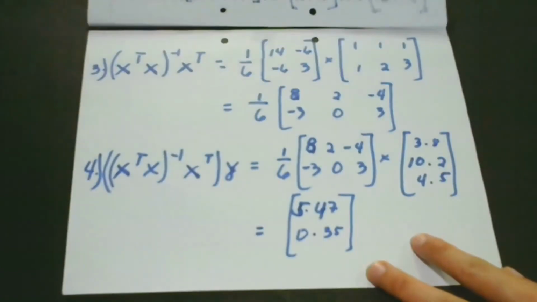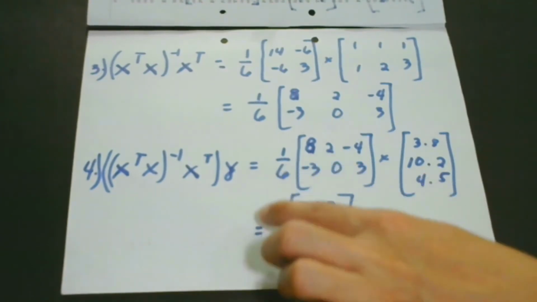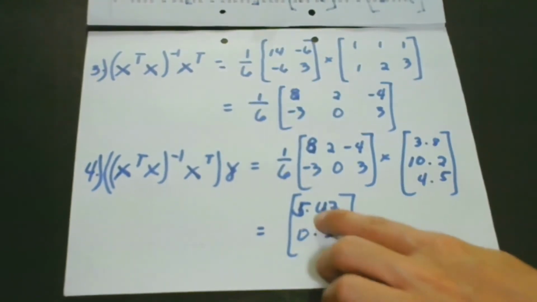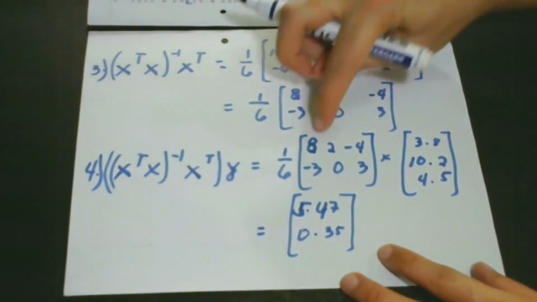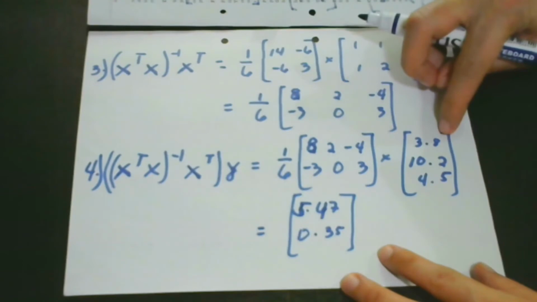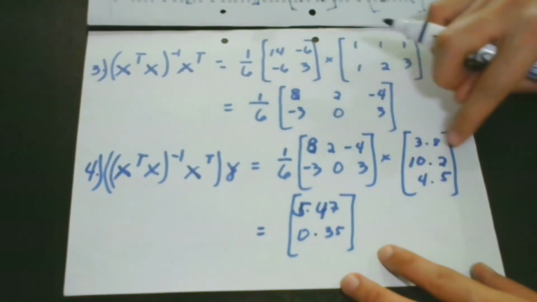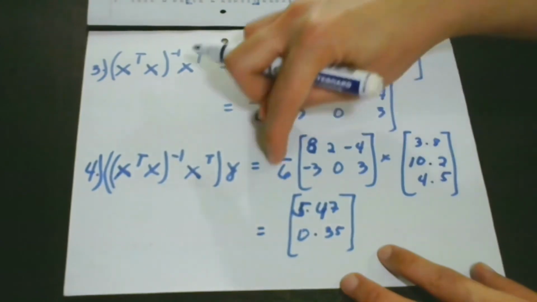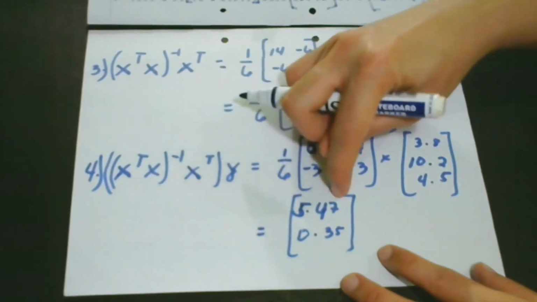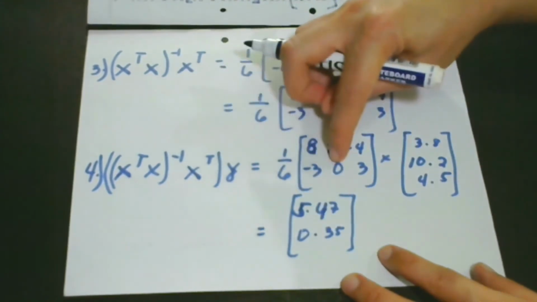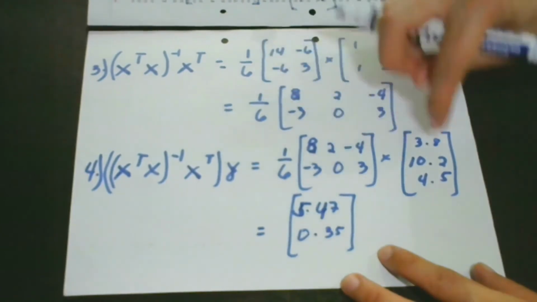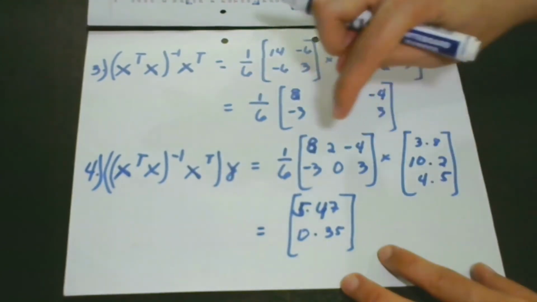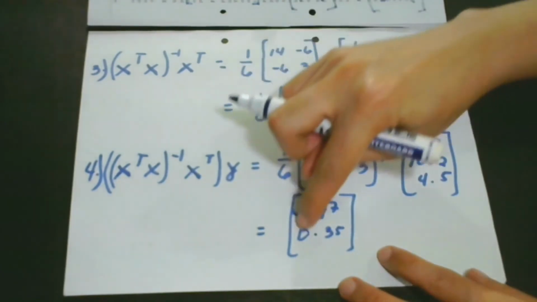Okay, so what we do in here is that, again, when we multiply this and we're going to involve the value of 1 over 6, this will give us this one. Okay, so 8 times 13.8, then 2 times 10.2, negative 4 times 4.5, then we're going to divide that by 6, then this will give us 5.47. Then for the term here, negative 3 times 3.8, 0 times 10.2, 3 times 4.5, we add up all the products, then we're going to divide that by 6, then that will give us 0.35.